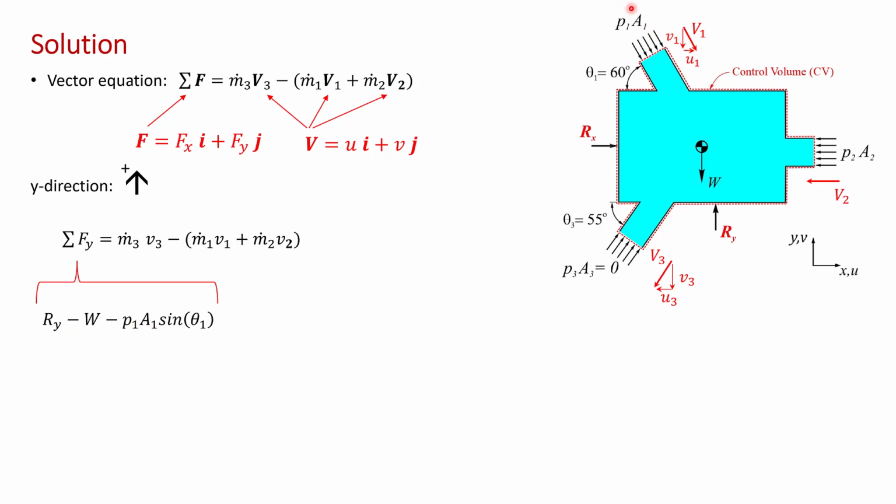Similarly, the pressure force here at P1 has a negative y component, so it's minus P1A1 sine theta 1. And you'll notice there's no pressure force in the y direction at 2 because it acts purely in the negative x direction. And as we discussed previously, the gauge pressure at the outlet is 0, so the outlet has no component of pressure force in the y direction.